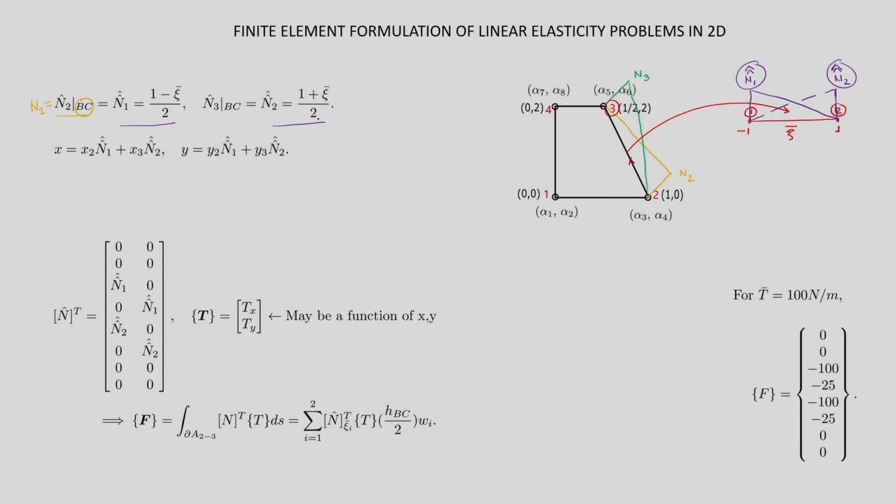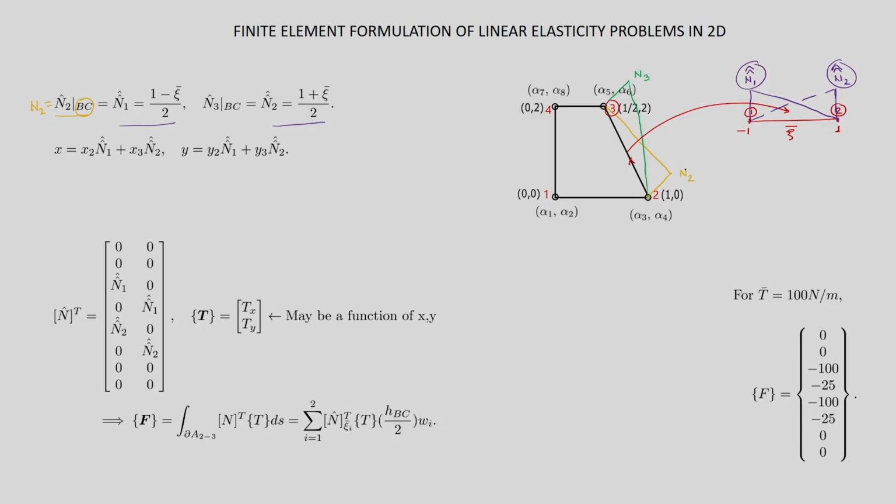This is (1 minus xi bar)/2 and (1 plus xi bar)/2. This we have done many times in the one dimensional case. So this N2 in the physical element is the same as N1 double hat, and this N3 in the physical element is the same as N2 double hat. That is why in the shape function matrix we are replacing N2 with N1 double hat and N3 with N2 double hat. Alright, fine.